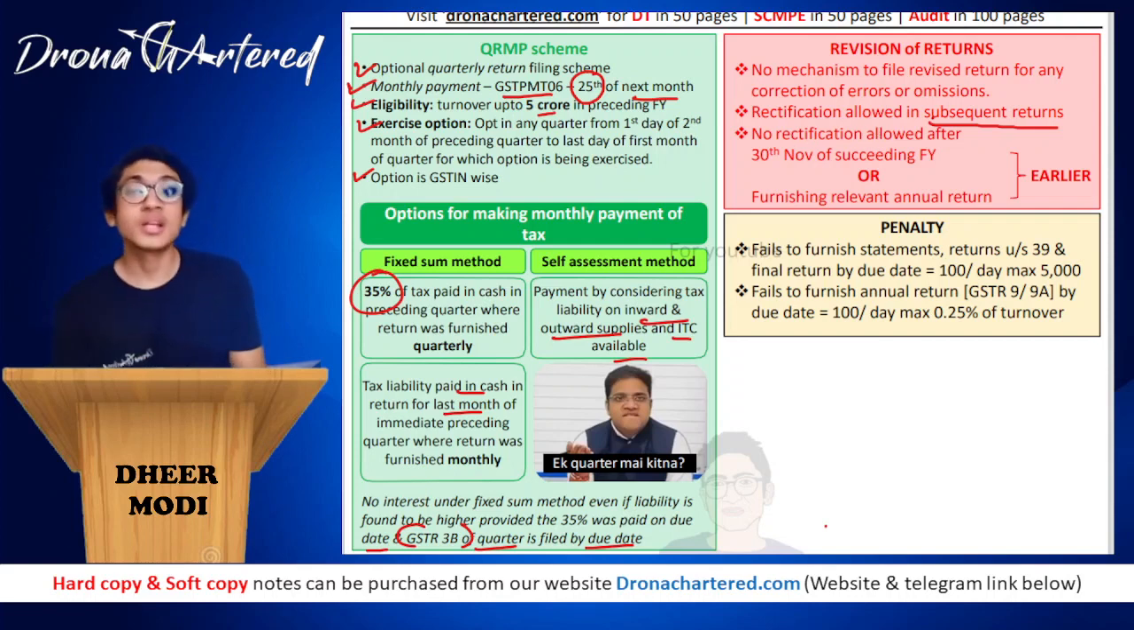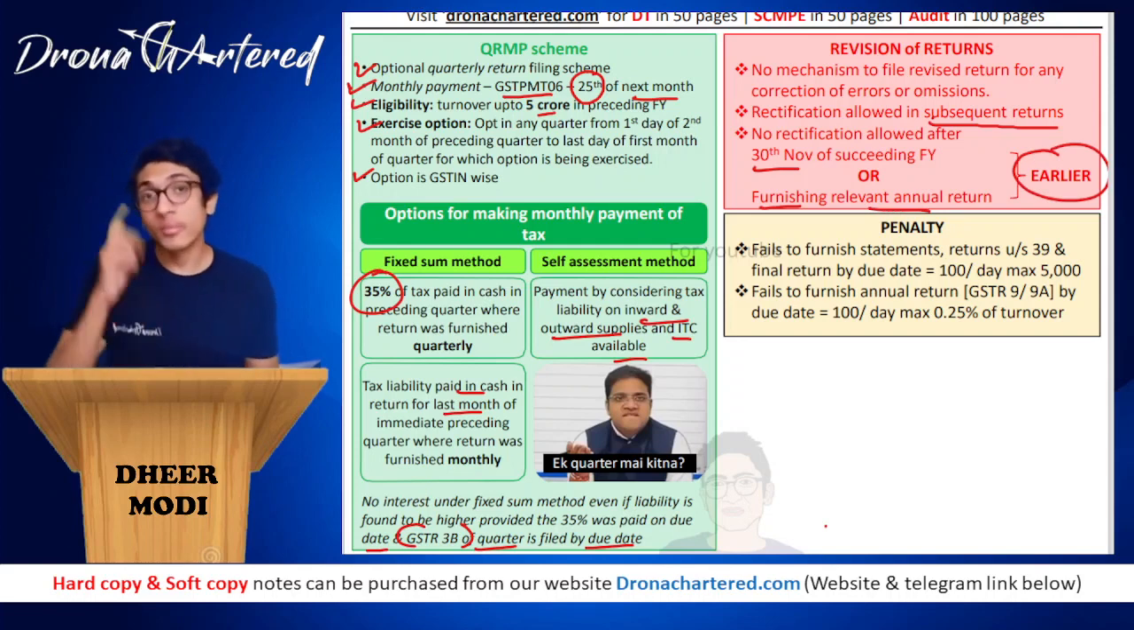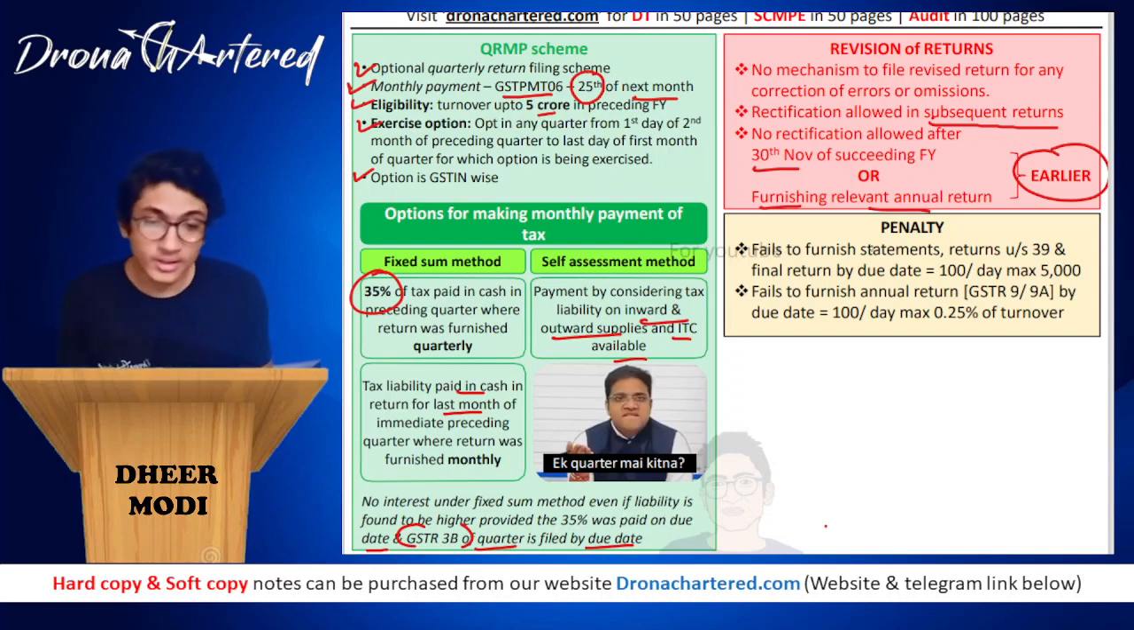No rectification allowed after. So there is a date for this also, that we will not always allow you to do it. There will be a date for it. So 30th November of the succeeding financial year. Remember, there is an amendment over here. Earlier it was a different date. Now it is 30th November. So it is 30th November of the succeeding financial year or the date of furnishing your relevant annual return, whichever is earlier. So 30th November or the date when you have actually furnished your annual return, whichever is earlier.